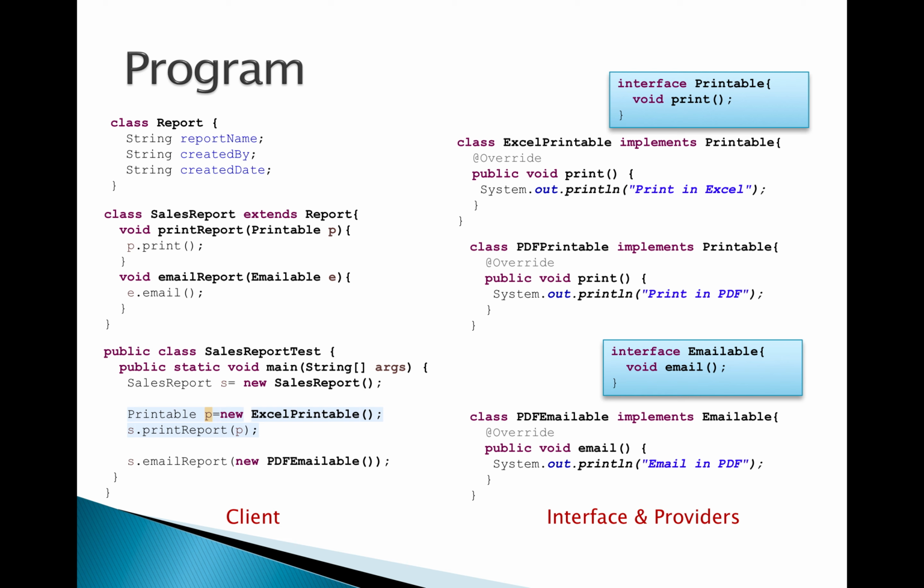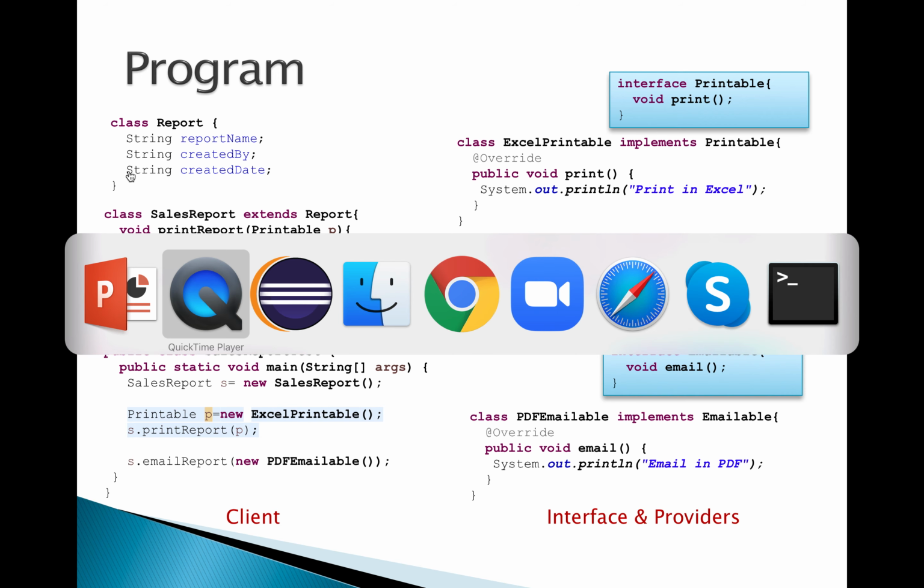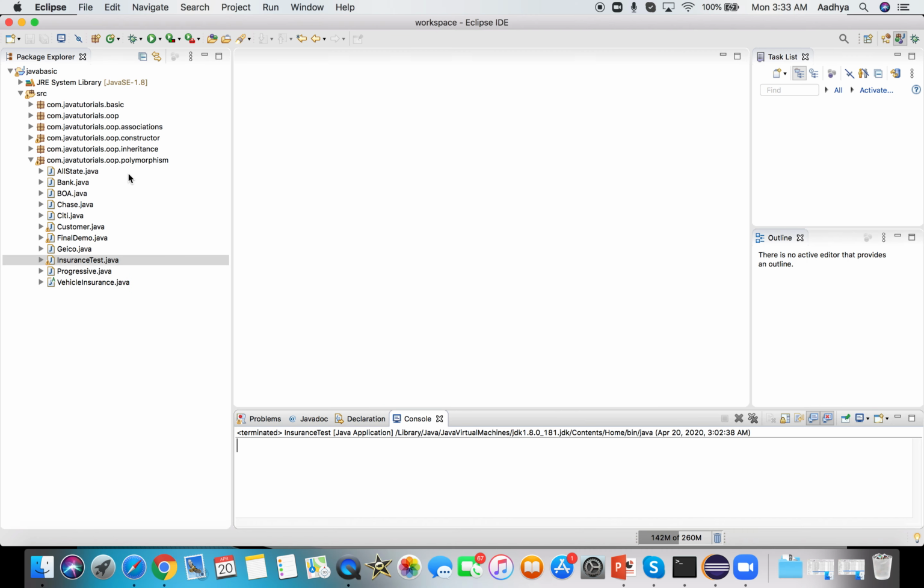The next thing is s.emailReport(new PDFEmailable). So I pass the new PDFEmailable, which is nothing but an object of type emailable. And when you say e.email, it is going to call the email method of the PDF implementation of that class. Let's see this in action.